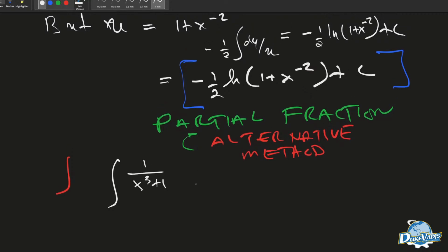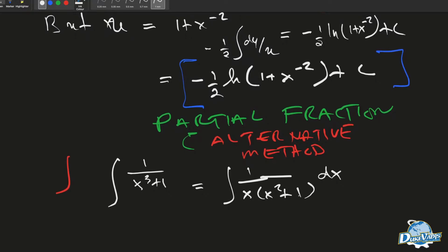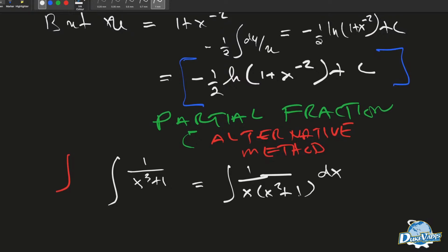Okay, so this can be written as the integral of 1, bringing x out, over x squared plus 1, dx. If we look at the expression very well, we will see that this one, x squared plus 1, is more or less like a linear 1 over x. So let's set it up using the partial fraction method.